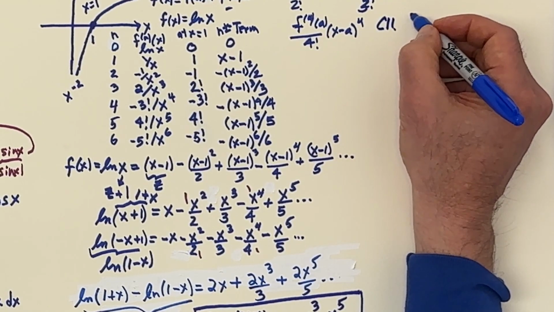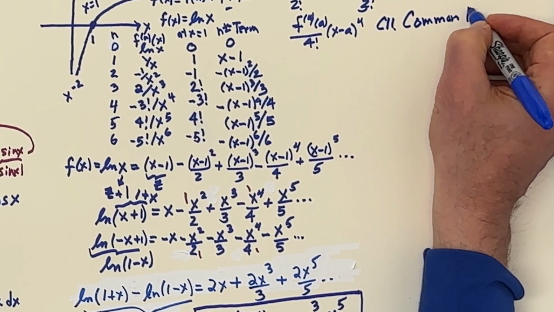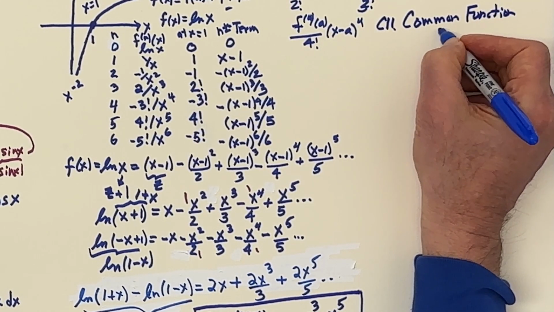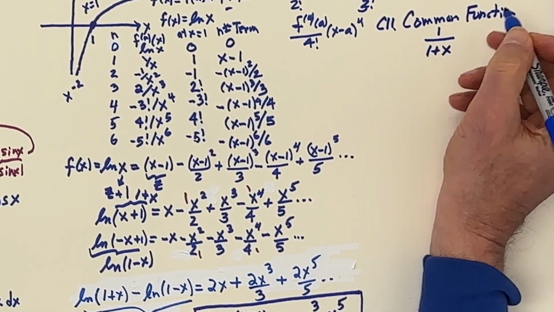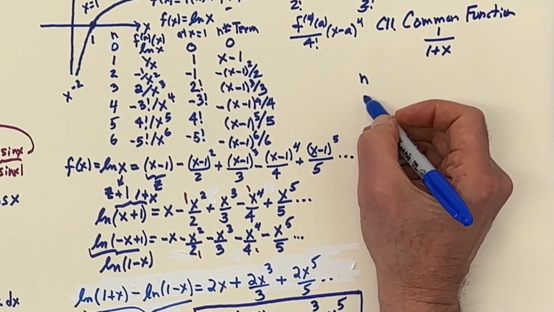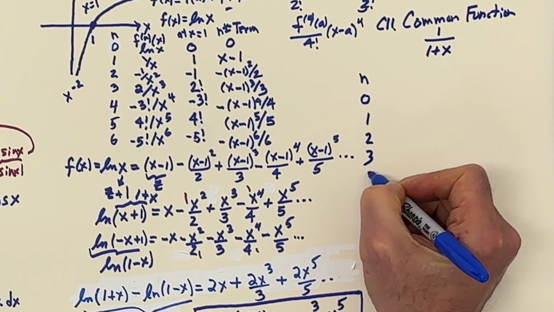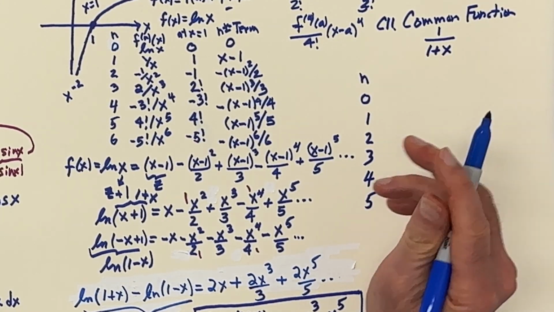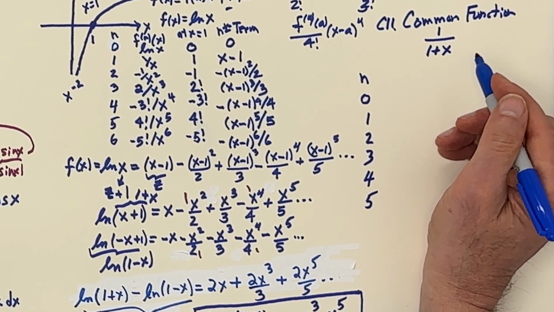C11, I would like to do the very common function here that shows up a lot. And that common function is 1 over 1 plus x. So I'll make a table again where they have the n, 0, 1, 2, 3, 4, 5. And I'm going to expand this about x equals 0. So this is going to be a Maclaurin series for us.